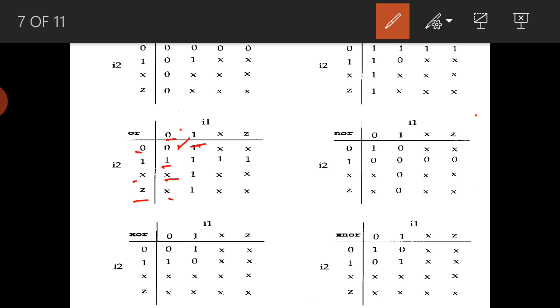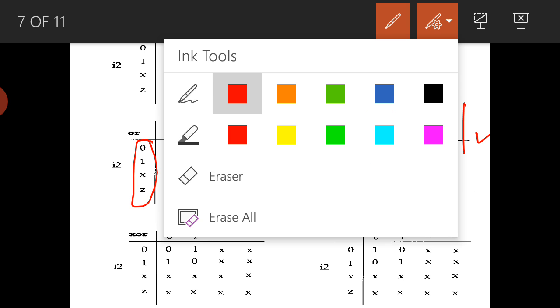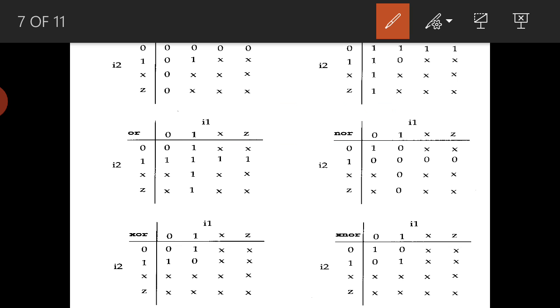Similarly if you take I1 as one input, I1 as 1, and if you take these values, 1 into 0, 1 plus 0 is 1, 1 plus 1 is 1, 1 plus x is 1, 1 plus z is 1. So also we need to know the Boolean postulates. Okay, so 1 plus x equal to 1, whatever may be the value, 1 plus x means it is 1 only. So these postulates we need to know, plus the truth table of OR gate.